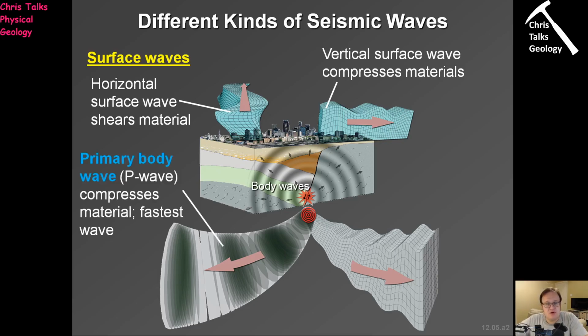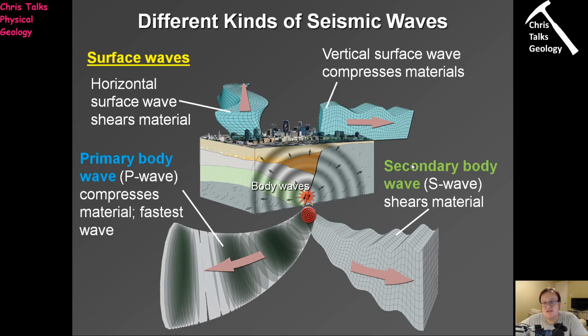Now, in terms of body waves, we have the primary body wave, also called the P wave, and this is a compressional wave, and it's the fastest of all the waves. Then we have the secondary body wave, which is called the S wave, and this shears material. So once again, it makes the material go up and down. Now these, as I say, are body waves, so they're happening in the Earth's interior.